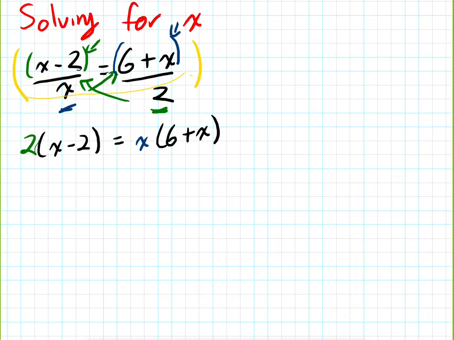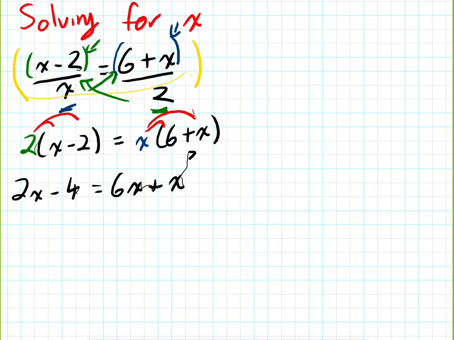From there, this is actually more familiar, or we're a little more used to doing this. We're just going to use our distributive property. So we take the term on the outside, we multiply it by both terms on the inside. So we'll get 2x minus 4 is equal to 6x plus x squared. Okay?